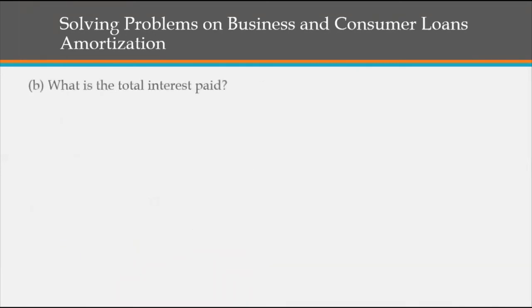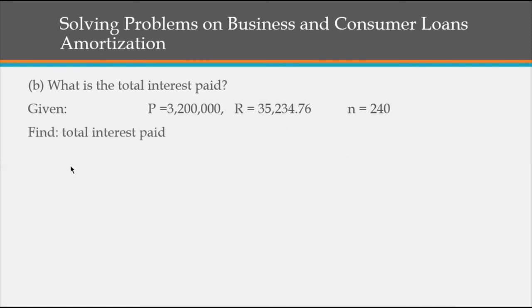For letter B, what is the total interest paid? Syempre, tingnan din natin kung magkano talaga yung interest na nabayaran. So again, ang given natin ay 3,200,000 at yung ating regular payment ay 35,234.76. Then, ang total period natin ay 240. Then, ang target ay yung ating total interest paid.